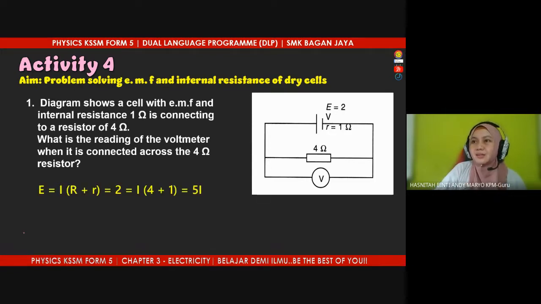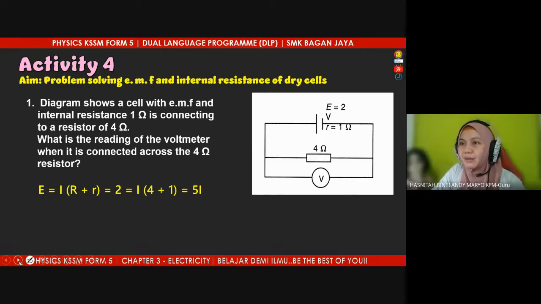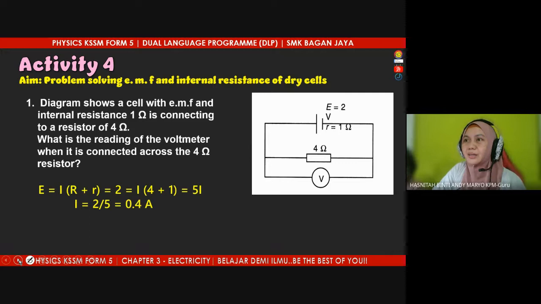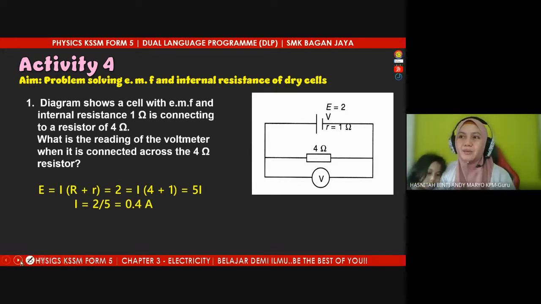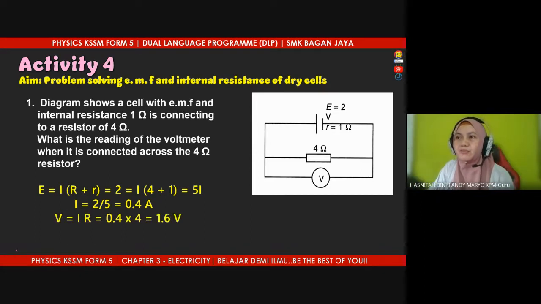Okay, so this is the equation. Remember this equation: EMF, current, this one the resistance across the resistor, this one the internal resistance of the battery. The answer is, you get 5I equals 2. Then you can find the current 0.4. So you can find the current first, as said by Sinwei. Then when you find the current, now you can find V using Ohm's law equation.